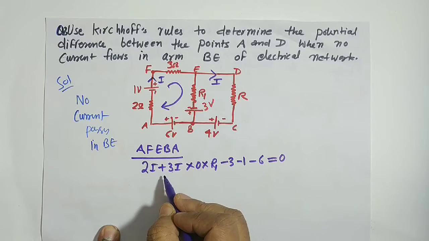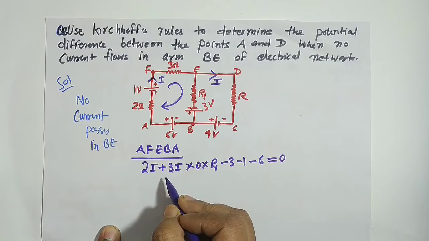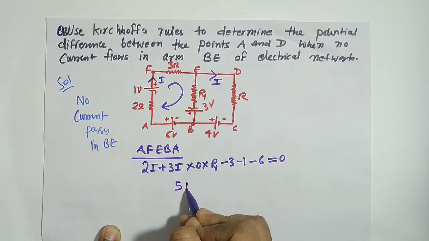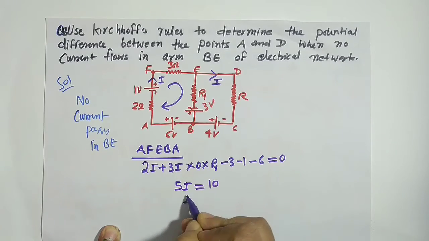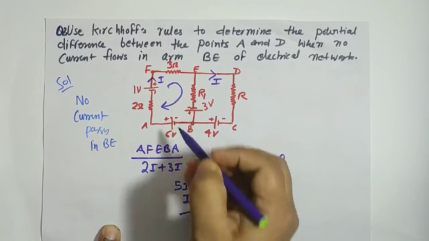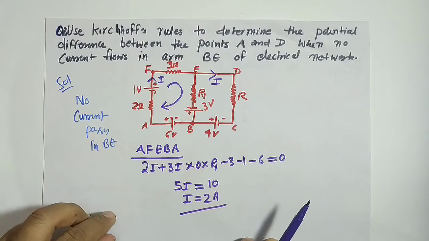So it will be 2I plus 3I, that means 5I, and then minus 3, and directly I am writing I will be 2 ampere. So got it or not? In this circuit we got I as 2 ampere.